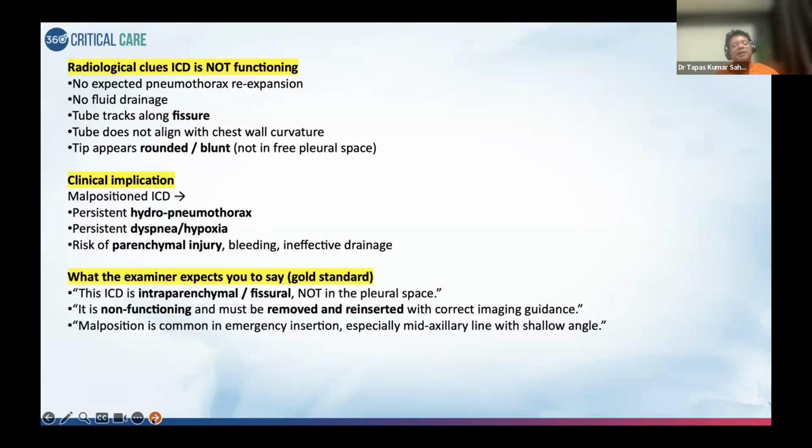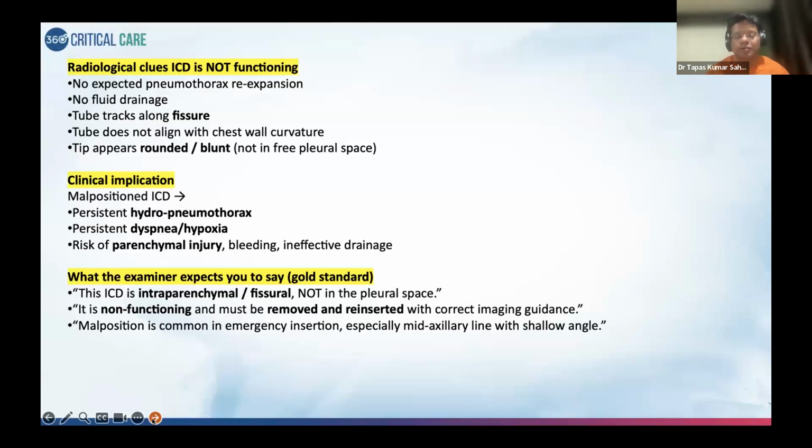Now, what the examiner expects you to say, the gold standard in the examination: if I am the trainee, I would answer that this ICD is intraparenchymal or fissural, not in the pleural space. As a result, I would conclude that this ICD is non-functioning and it must be removed and reinserted with correct imaging guidance, because already you have created the track and put it in the wrong site. So maybe I need imaging guidance to reinsert it so that it would start functioning.